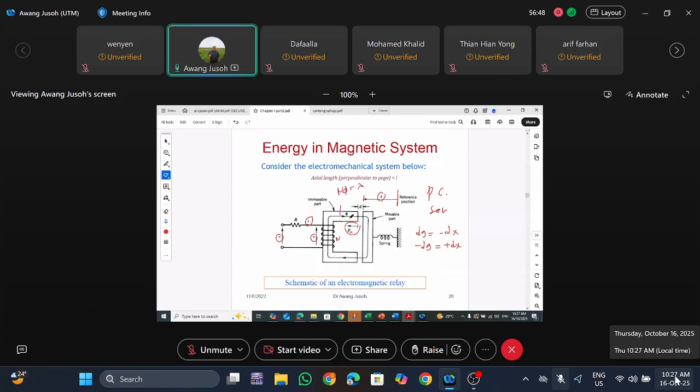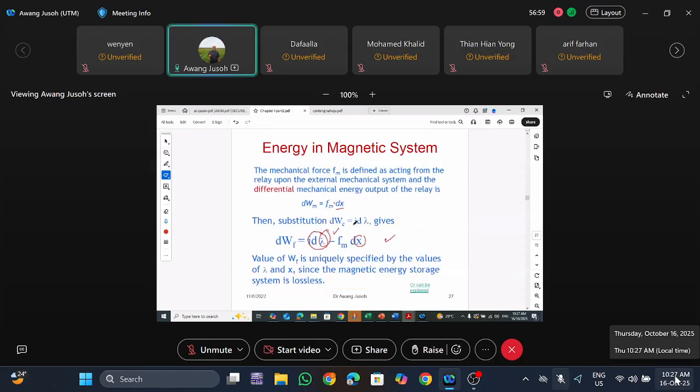Okay, so two parameters control the energy stored here. First is lambda, the other one is x, distance. So two variables govern or determine the amount of energy stored in the magnetic field. What are the components? Lambda, which is flux linkage, and x, the distance from just now. Okay, then this is to show the relationship. What is dWF basically? The change of magnetic field energy stored. Basically, we plot the graph from just now.